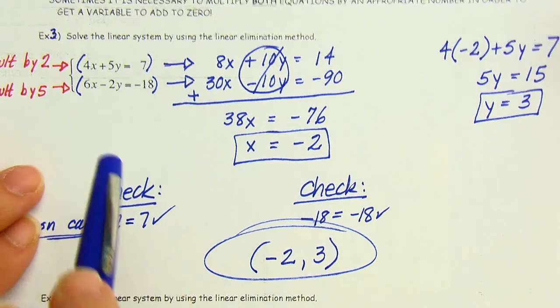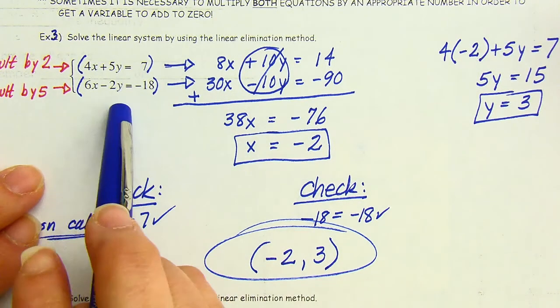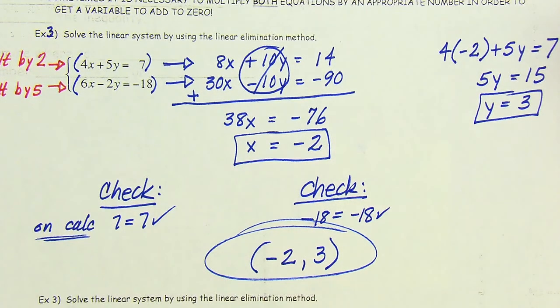Sometimes you'll get fractions in the given system. Just multiply by the denominator in the fraction, the least common denominator. Okay, if they're not the same denominators, then you have to find a common denominator and eliminate those denominators. It makes it so much easier.